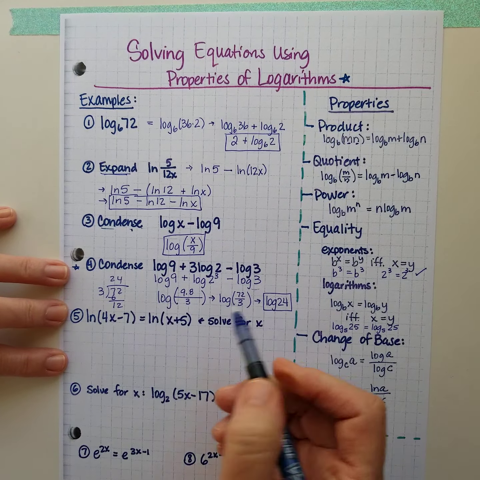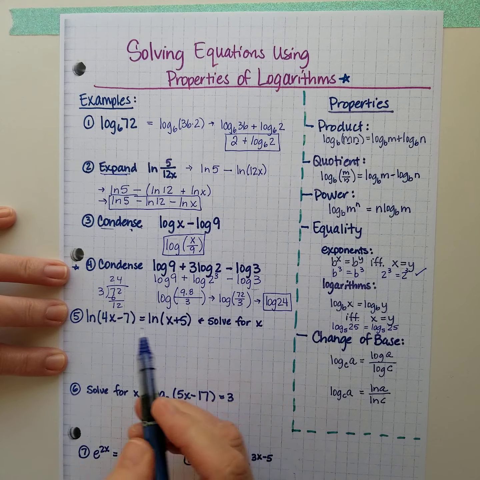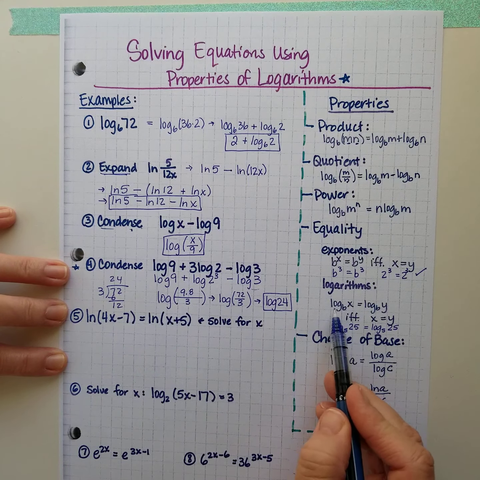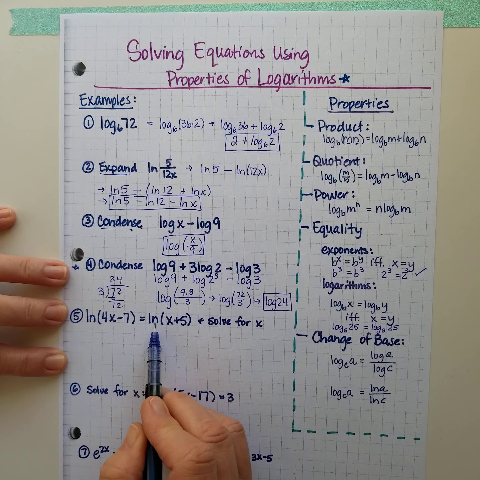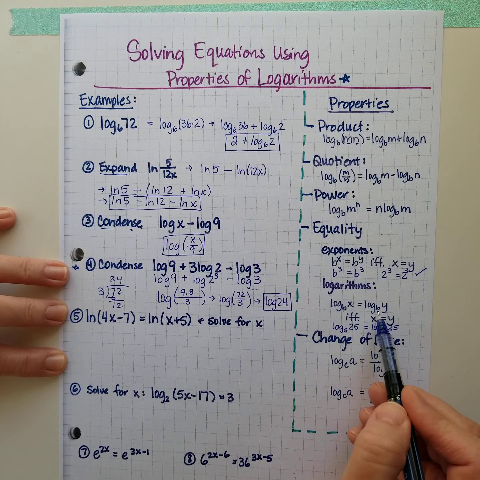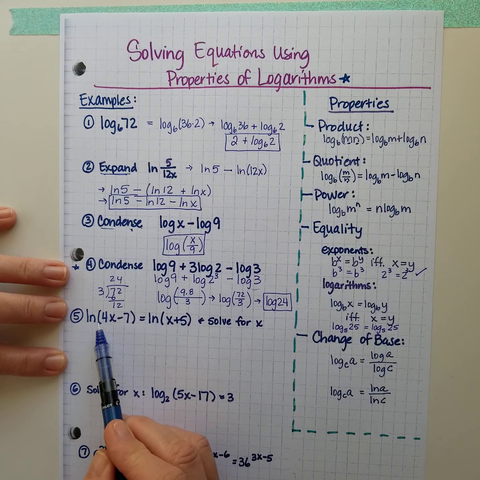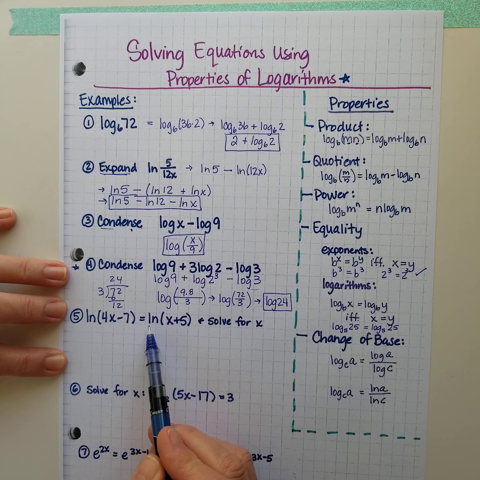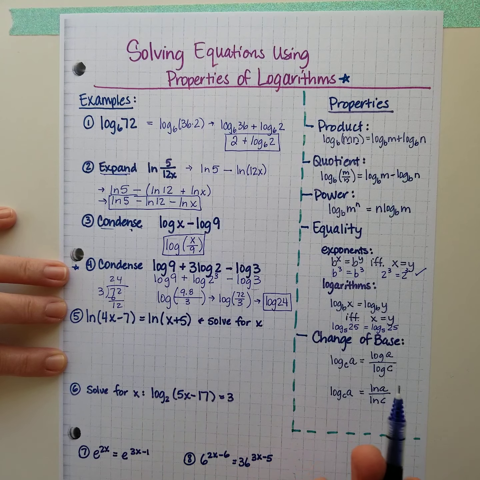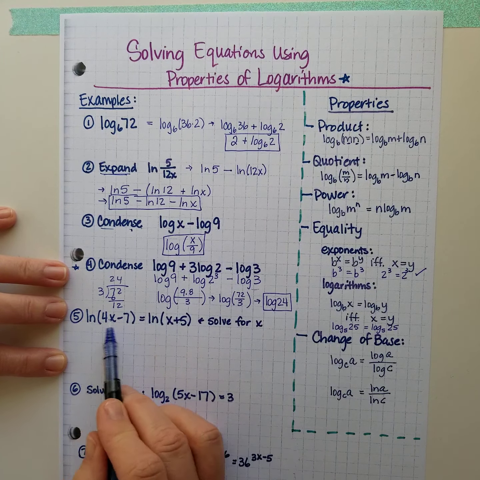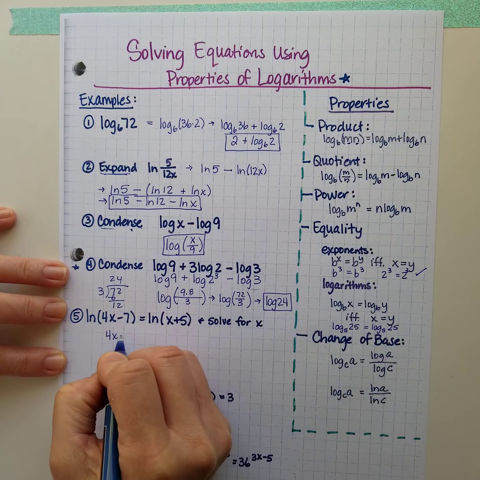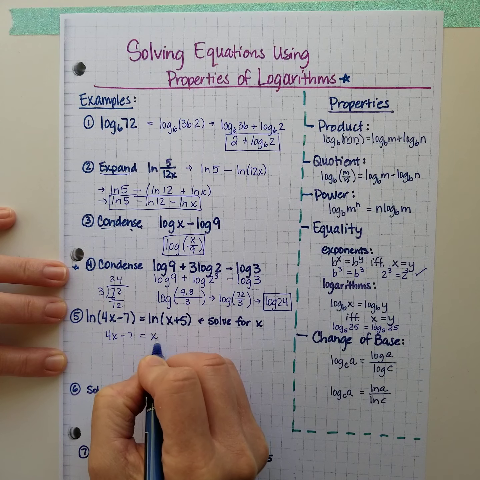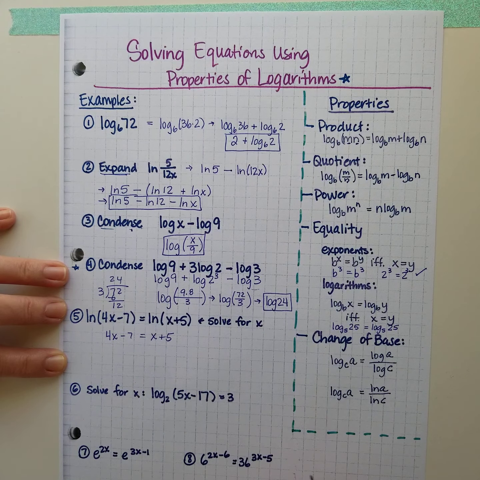Okay, so let's take a look at this in practice here. So we have natural log, so that's log base e, right? Natural log of 4x minus 7 equals the natural log. So the key here is that the bases have to be the same. If this was the natural log of 4x minus 7 equals the log base 2 of x plus 5, well then we couldn't solve it. But because it's the same base, we can solve. So this is true if and only if 4x minus 7 equals x plus 5. And then we have a nice little algebra problem to solve.